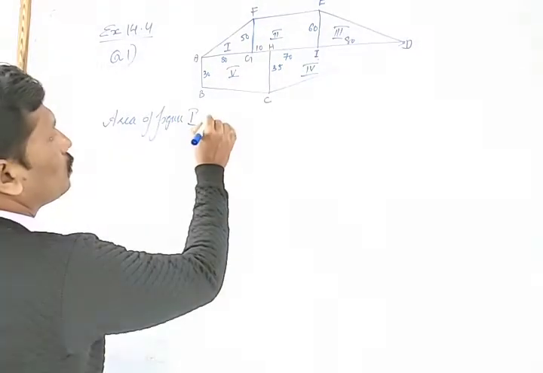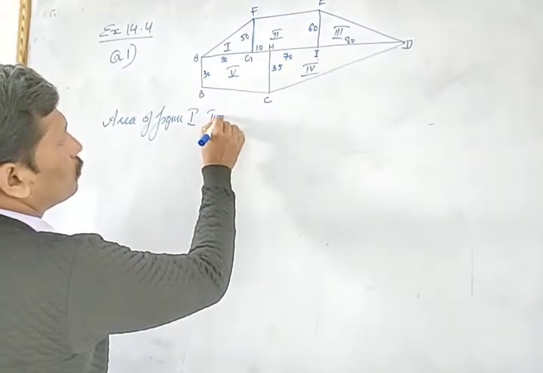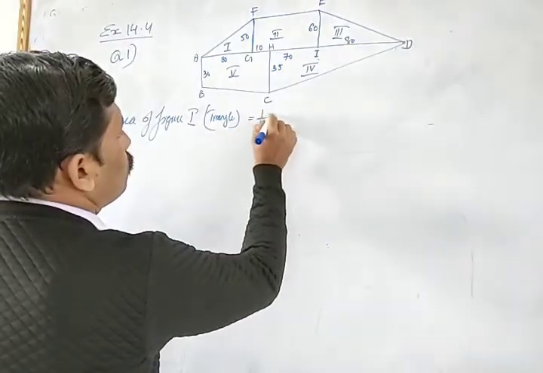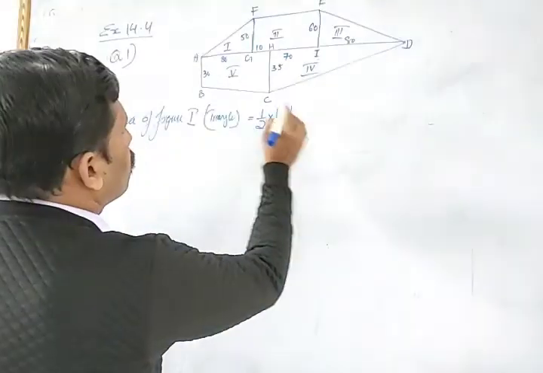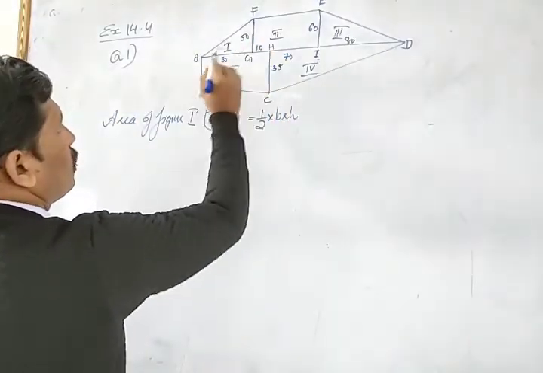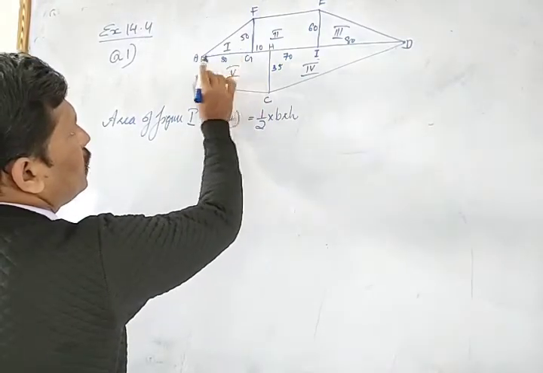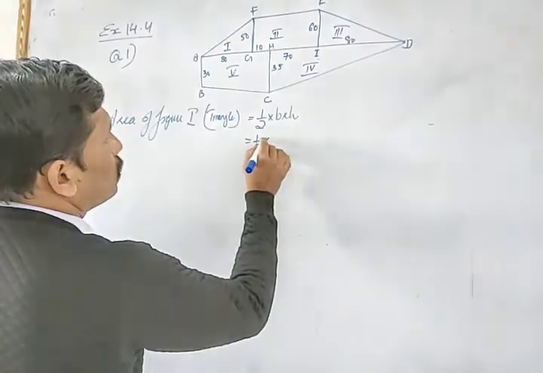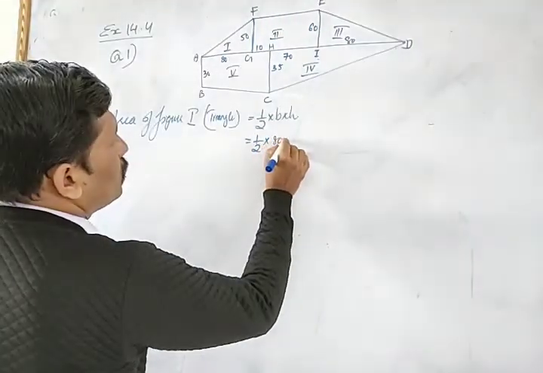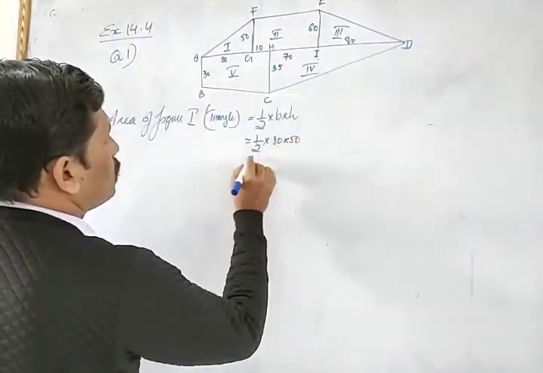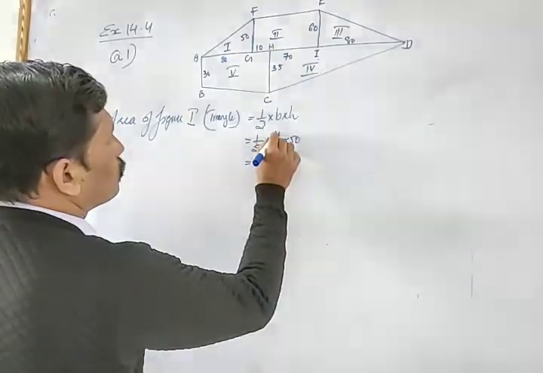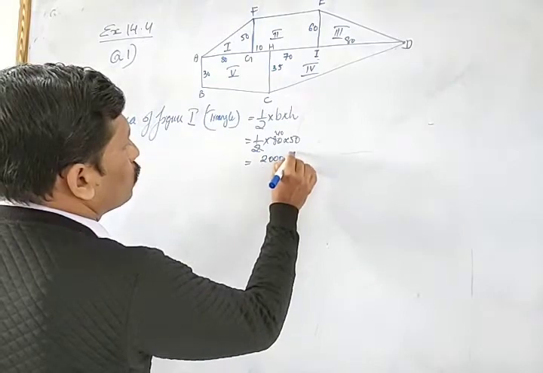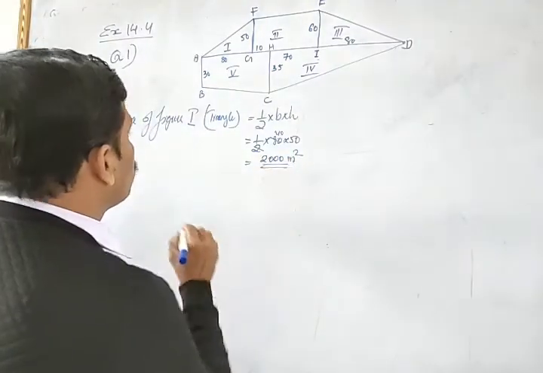So you can see here, first area of figure 1. That's a triangle. Half into base into height, triangle formula. This is base and this is height. Base from here to here 80 and height is 50. So we find out half into 80 into 50. That is equal to 2000 meters square. 2000 meters square is the area of the first figure.